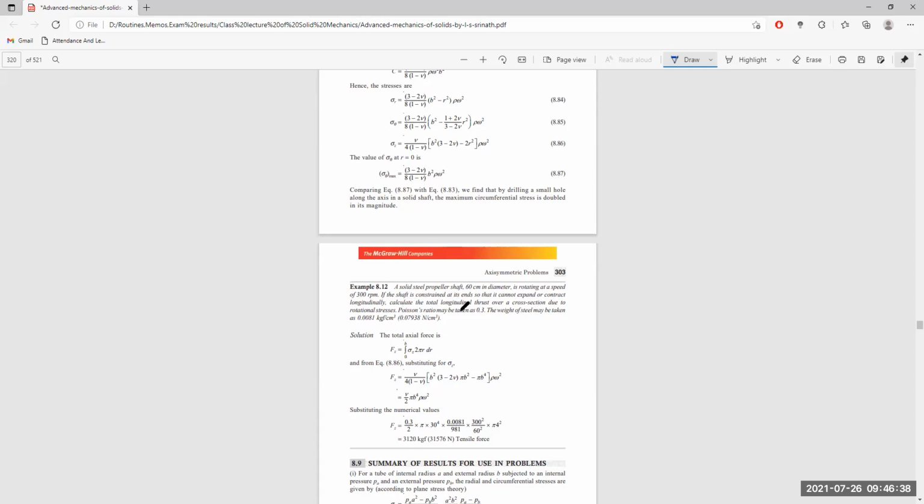Now, calculate the total longitudinal thrust over a cross section with the rotational stresses. The shaft itself cannot bend. Poisson ratio is given, and weight of the shaft steel is also given. So what we have, the total axial force Fz is given by integral from 0 to b of sigma z 2 pi r dr. 2 pi r is the circumferential length at a distance r in the shaft, multiplied by the thickness dr.